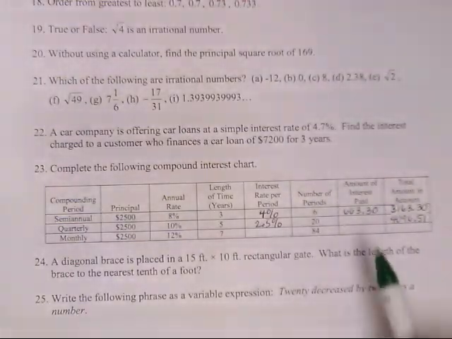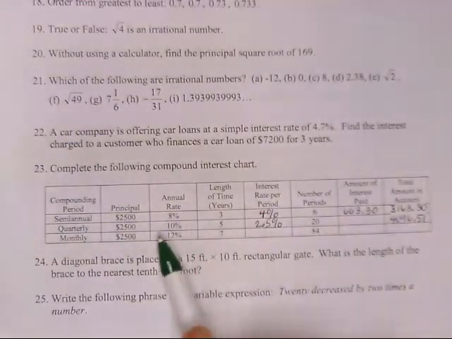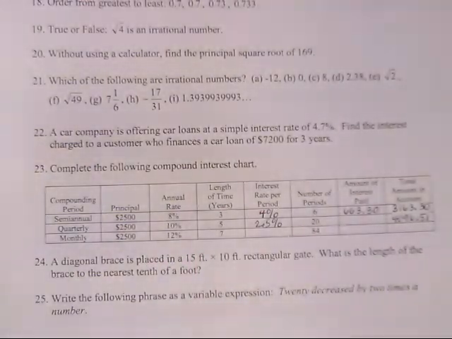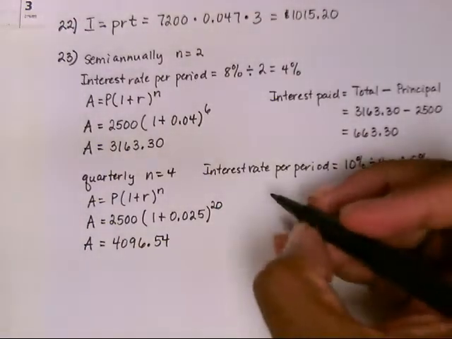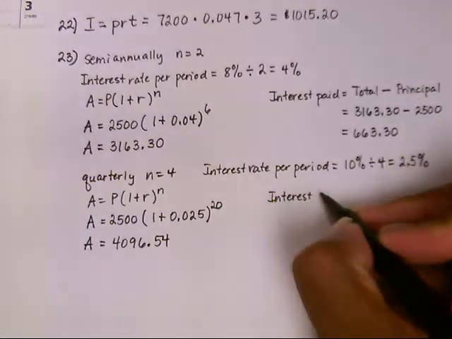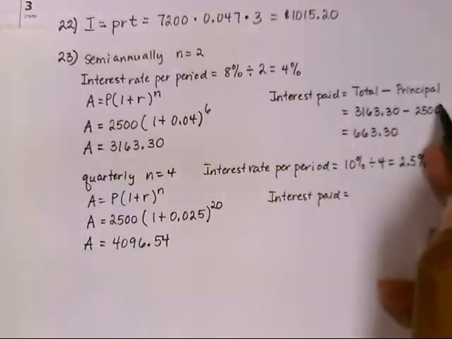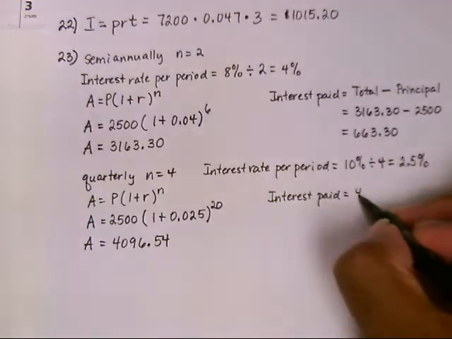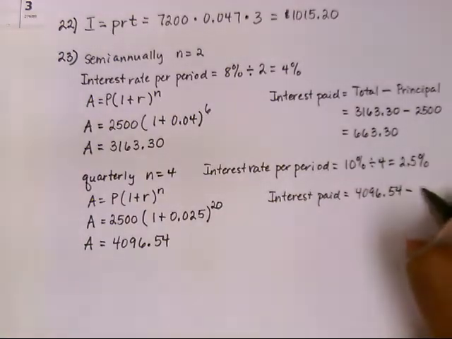Now to find the interest paid, we subtract $4,096.54 minus the principal of $2,500. So the interest paid, we know that's the total minus the principal, so 4,096.54 minus the 2,500.